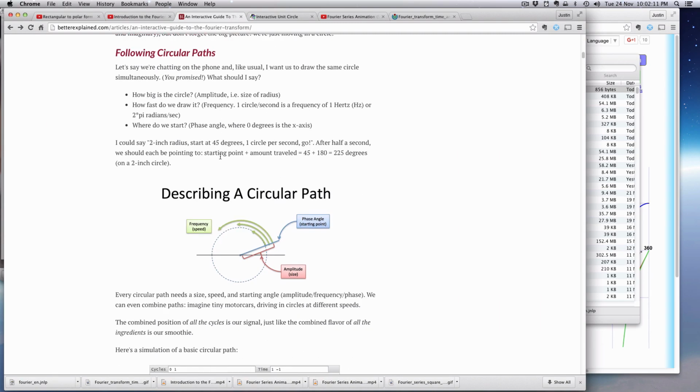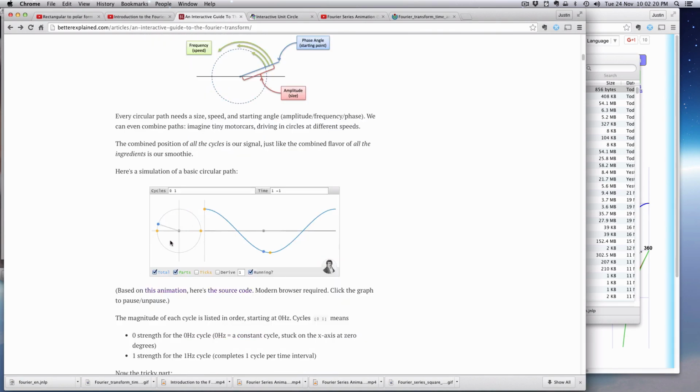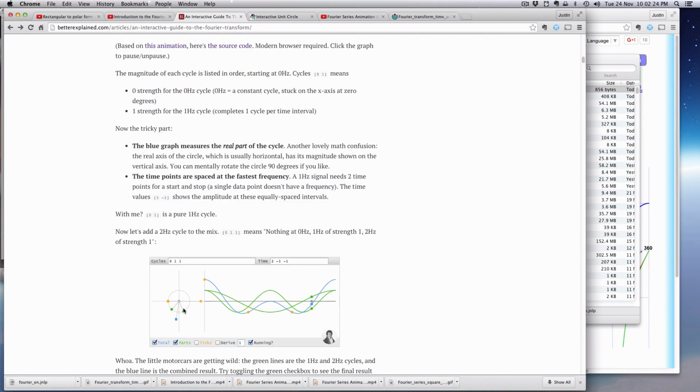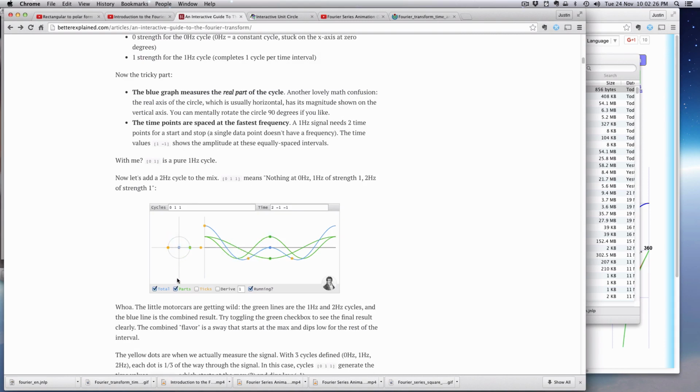Right. So how big is the circle? Amplitude, size of the radius. How fast do we draw it? The frequency. And where do we start? The phase. Okay, and so he has a similar animation here where there's the one cycle and then he adds a couple more, just like those animations we looked at. They're tracing different amplitudes and different frequencies.